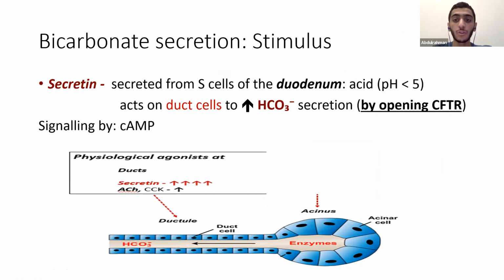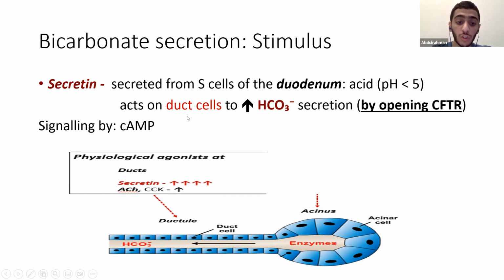Now, the next thing you need to know is what is the stimulus for the bicarbonate secretion? The main stimulus is going to be acids, right? Because it's released in order to neutralize the acids. So whenever we have acids found in the duodenum or the small intestines, this is going to stimulate S cells found in the duodenum to release secretin, which is a hormone that's going to act on the duct cells.